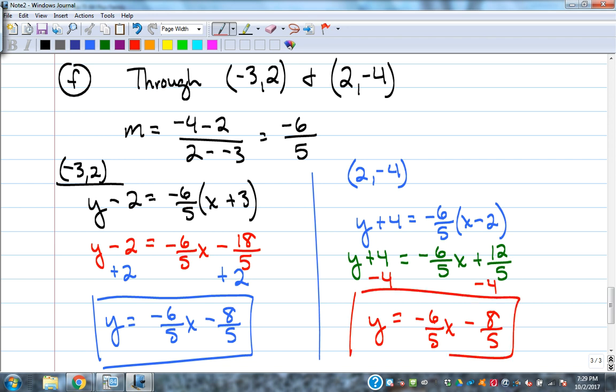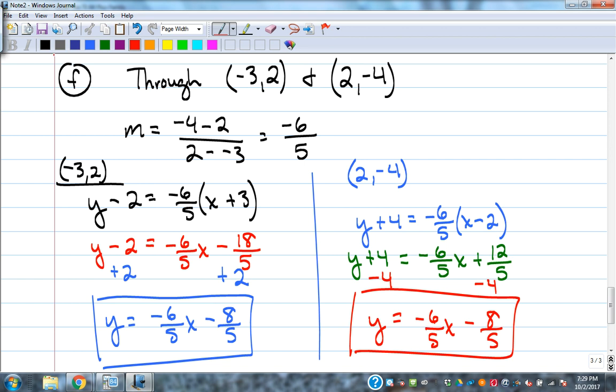Notice what's going on with our slope-intercept forms. They're exactly the same. No matter which ordered pair I chose for point slope form, the slope-intercept form works out to be the same. That will always be the case. It doesn't matter which ordered pair. If you did point slope form correctly, your slope-intercept form will be the same as if somebody used a different ordered pair. Okay, so it doesn't matter which one you choose. You pick the one you think's the easiest. It doesn't really matter on this one. They're about the same. Okay.